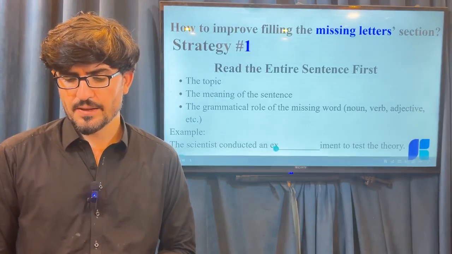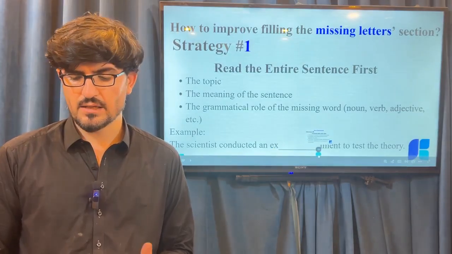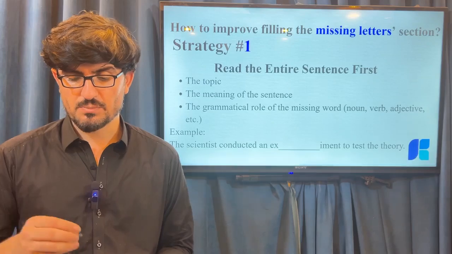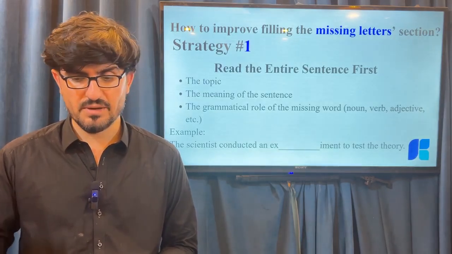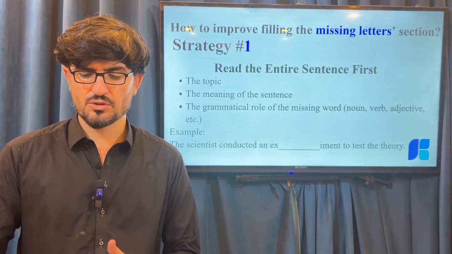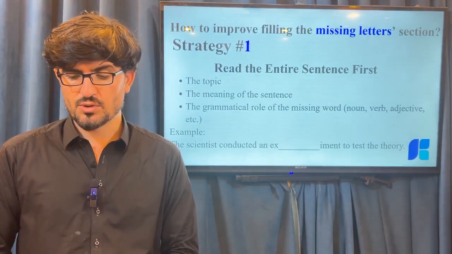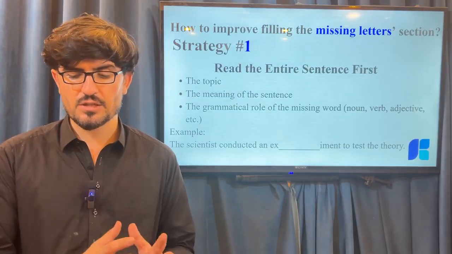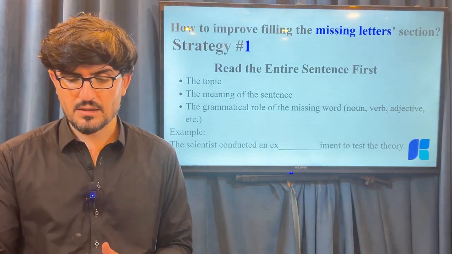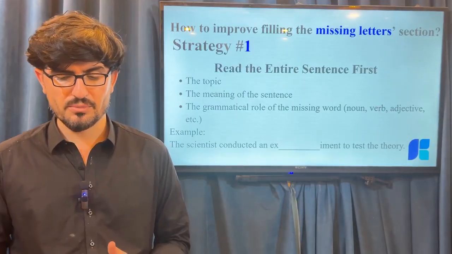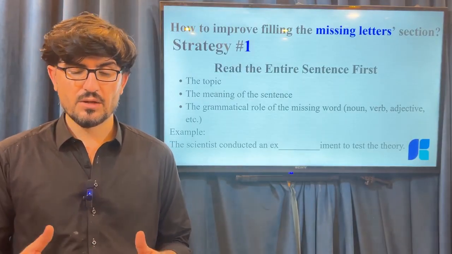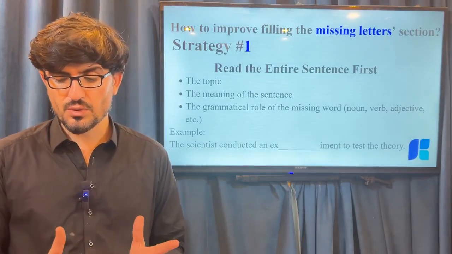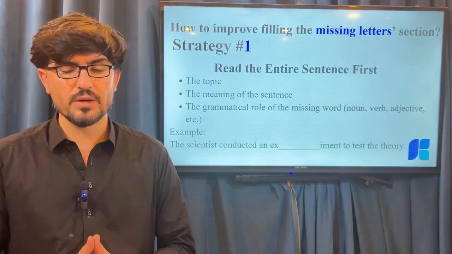So you see, EX, and then it's very clear that it's a noun, experiment. So the rest of the letters should be written here. Through this way, you'll find the word quite easily because I thought about the grammatical role of the missing word, whether it was a noun or a verb or an adjective. So through this way, you could find the word quite easily.